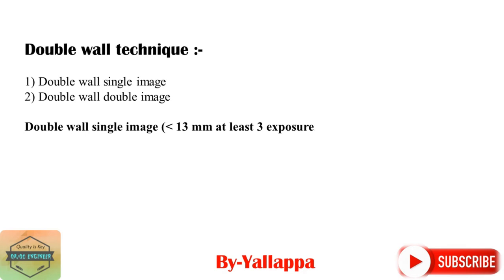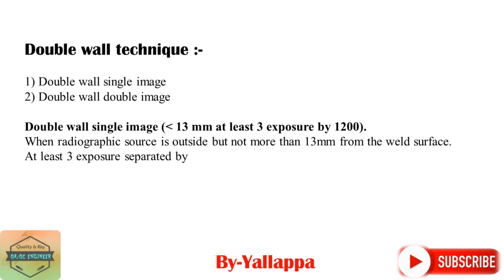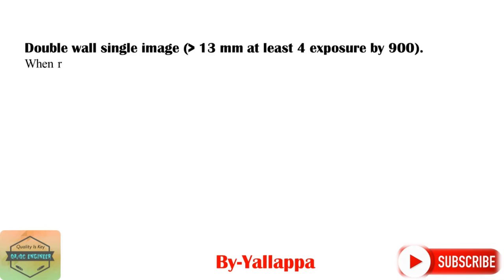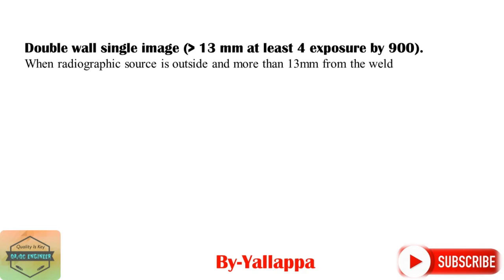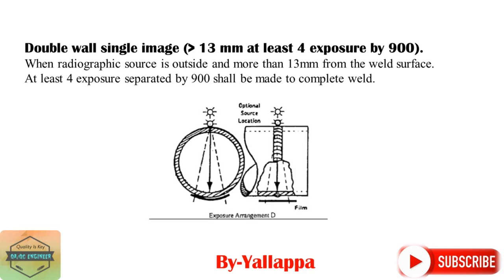Double wall single image, LT 13 mm: at least 3 exposures by 120°. When the radiographic source is outside but not more than 13 mm from the weld surface, at least 3 exposures separated by 120° shall be made to complete the weld. Double wall single image, GT 13 mm: at least 4 exposures by 90°. When the radiographic source is outside and more than 13 mm from the weld surface, at least 4 exposures separated by 90° shall be made to complete the weld.